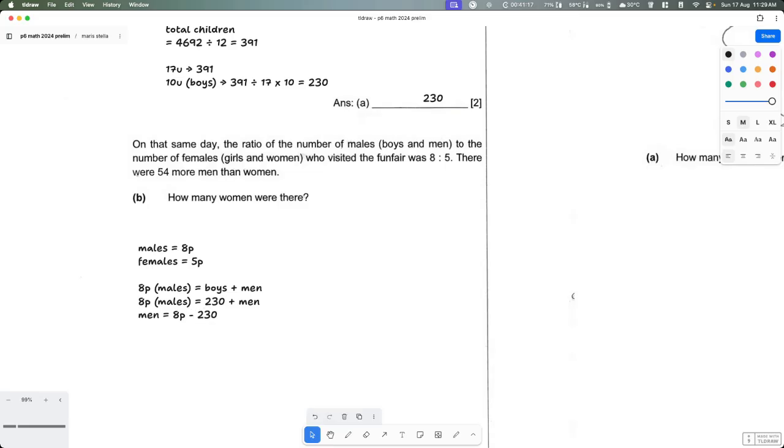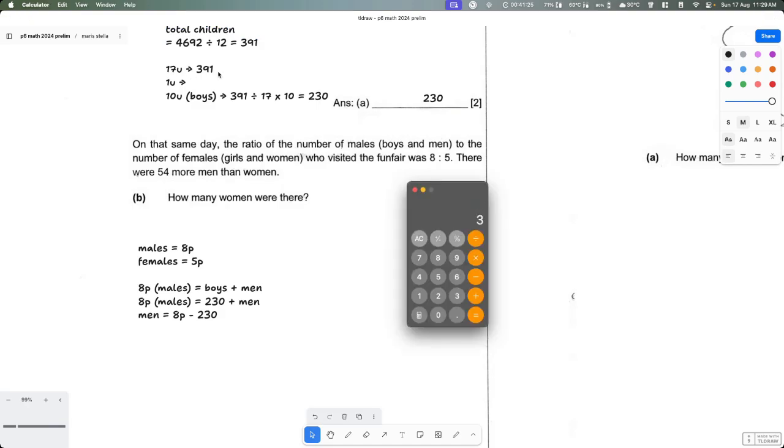Okay, so for girls, let's make this easier for us, right? So 1 unit is equal to 391 divided by 17.